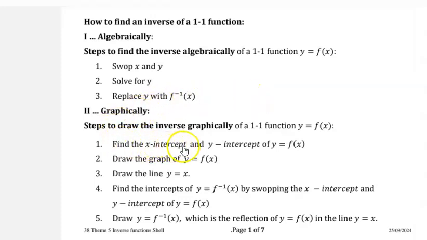Graphically, you will find the x- and y-intercepts of the initial function, and then we draw that graph, and then we draw the line y = x, because the inverse function will be a reflection about the line y = x of that function. So then we can also swap the x-intercepts and the y-intercepts for the inverse function, then we draw that as a reflection in the line y = x. It sounds more difficult than it is, so let us do some examples.